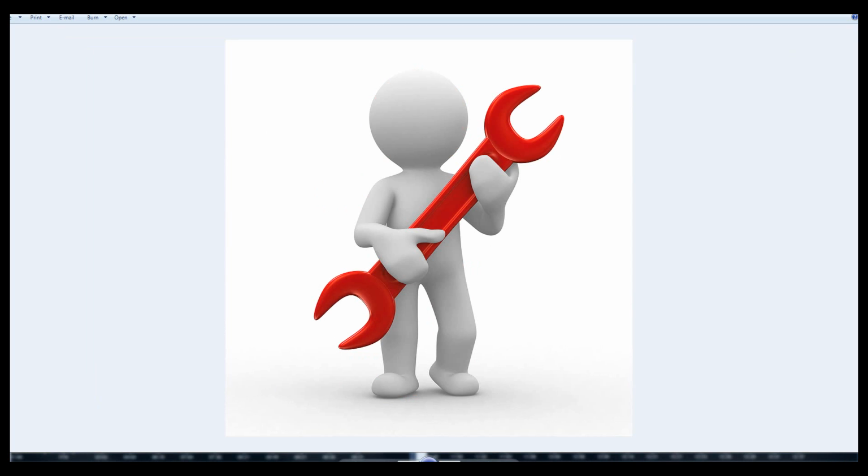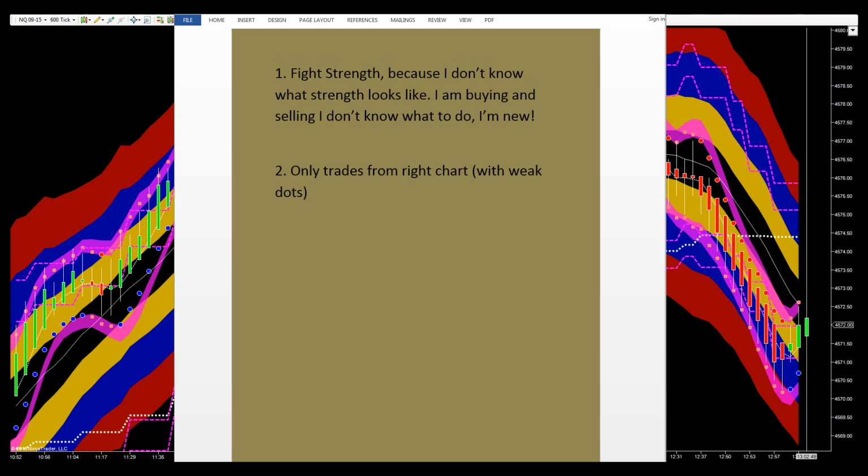So for today, I'm going to pick a trade plan and show you what I would use for setups. The tool I'll be using is visual energy analysis using the Drum and Energy Bands in a very simple way. First and foremost, I'm going to be buying and selling. I don't know what to do. I'm fighting strength. I don't know what strength looks like, so I'm new. That's the way I'm approaching this.